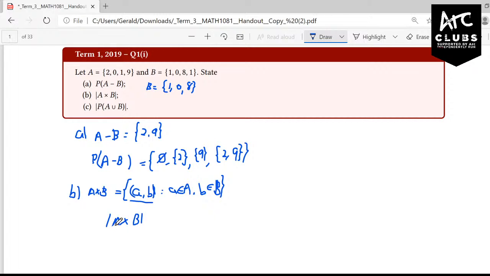Right? Because for every element in A, you want to pick one of the 3 elements in B, and then you do it 4 times. You do it for 2, 0, 1, and 9. So what you get here is just the Cartesian product of the sets. The cardinality of A is 4, and the cardinality of B is 3, and you get 12 in the end. So there are 12 elements in A cross B.